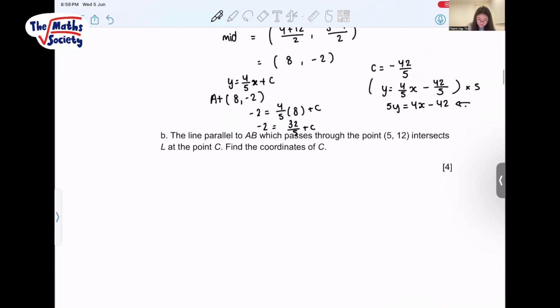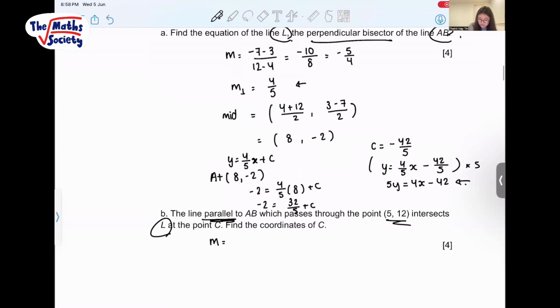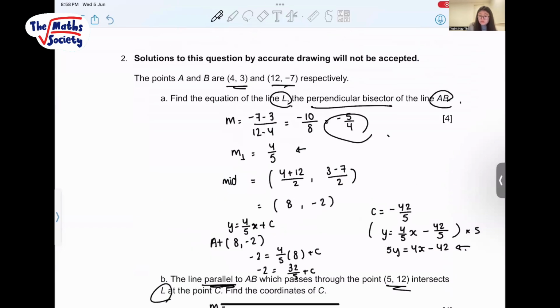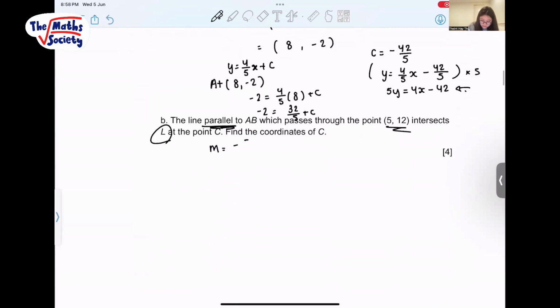And then we have the line parallel. So here they give the line parallel to AB passing through the point 5, 12 that intersects L at point C. So because it says parallel, the gradient is going to be the one that is here, which is minus 5 by 4. And then it says at 5, 12, right? So it's going to be y equal to minus 5 by 4 x plus c.